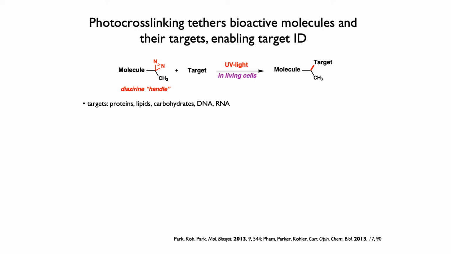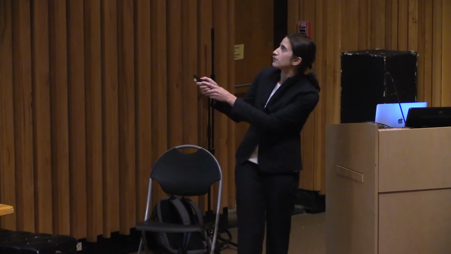And what happens is that the molecule will be put into a living cell. Its target is in there somewhere too, amongst everything else. It's going to find its target in that living cell. And then what you do is you shine UV light on the cell. And we'll see a little bit about this mechanism, but the diazirine is going to undergo a change, and we're going to form a bond, a covalent bond, a permanent tether between the carbon that the handle was attached to and the target.